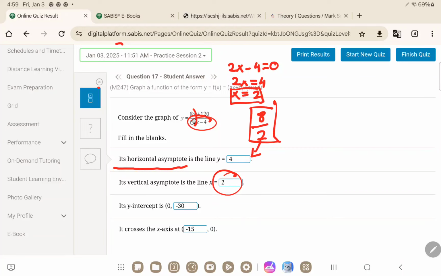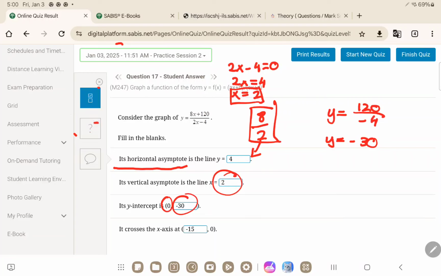Now the next part is asking us for the y-intercept. I told you earlier that when they ask for the y-intercept, we need to find when x is 0. So when x is 0, y equals 8 times 0 is 0 plus 120, so 120 over 2 times 0 is 0 minus 4, so minus 4. So y would equal negative 30. So when x is 0, y is negative 30.